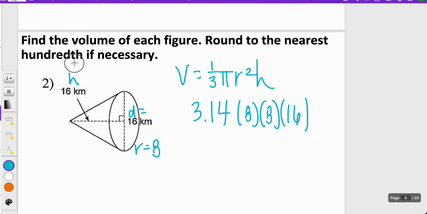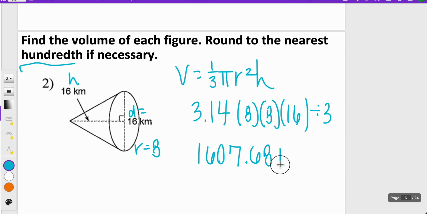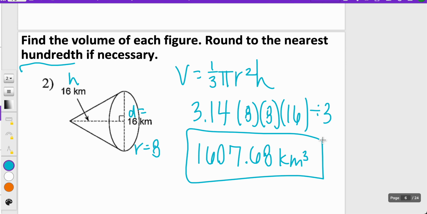It does say round to nearest hundredth for these. That's 2 decimal places. So let's see what happens after we divide by 3. So 3.14 times 8 times 8 times 16, divide by 3. I get 1,607.68. I don't have to round that anymore because it's ending at the hundredth spot. So that would be my final answer.